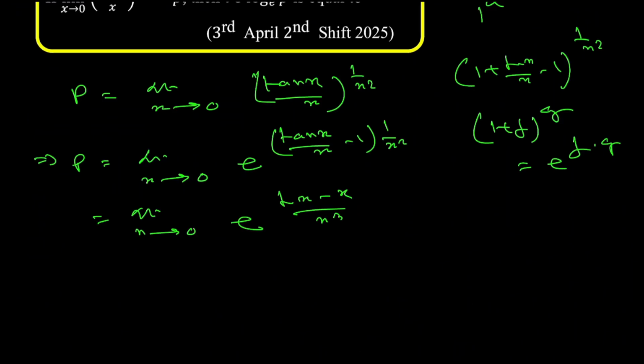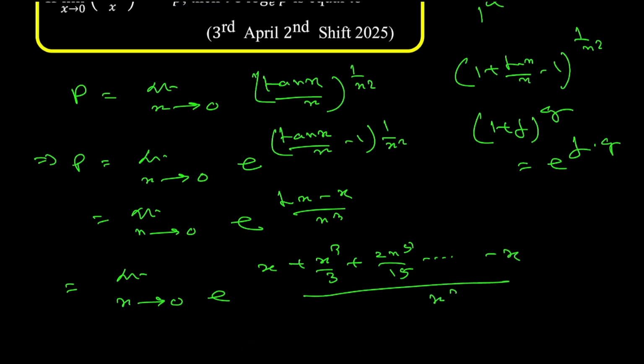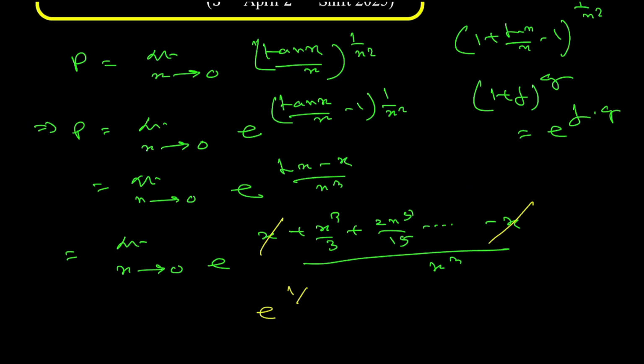The series is better. So we can write this as limit x tends to 0 e to the power of the tan x series. What is the tan x series? That is x plus x cube by 3 plus 2 x to the power 5 by 15 and so on, minus x, total divided by x cube. Just see here, the x is getting cancelled, and if we take x cube common, we get e to the power 1/3 and all higher order terms come to be 0. So the answer is e to the power 1/3.